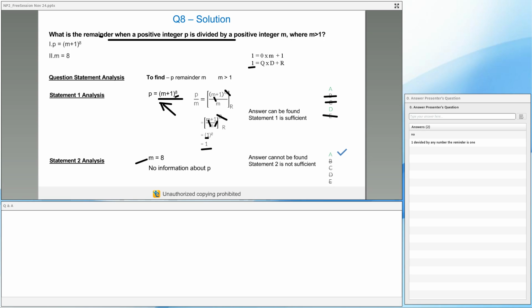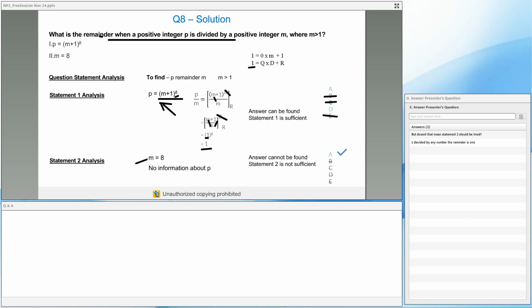In the same way here, when I have (m+1) to the power 8, think about it like this. If this was 24 to the power 8, what would you have done? You would have simply taken 24, right? You would have solved 24 first and then brought back the power to see what we can do. Now, yes, you can use statement 2, but statement 1 alone is sufficient to get the answer.